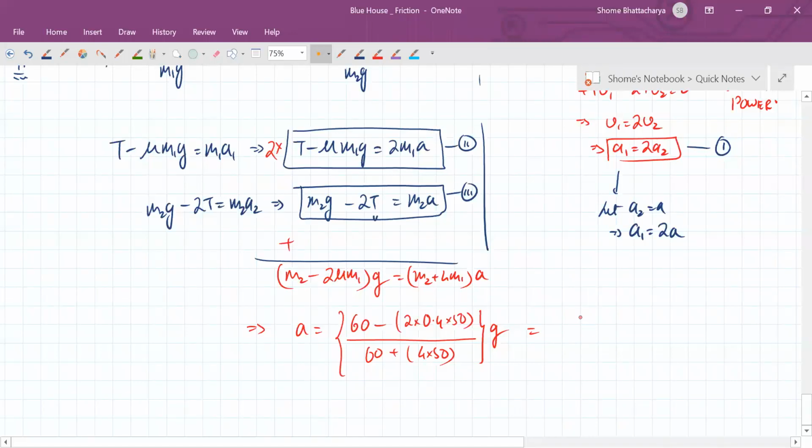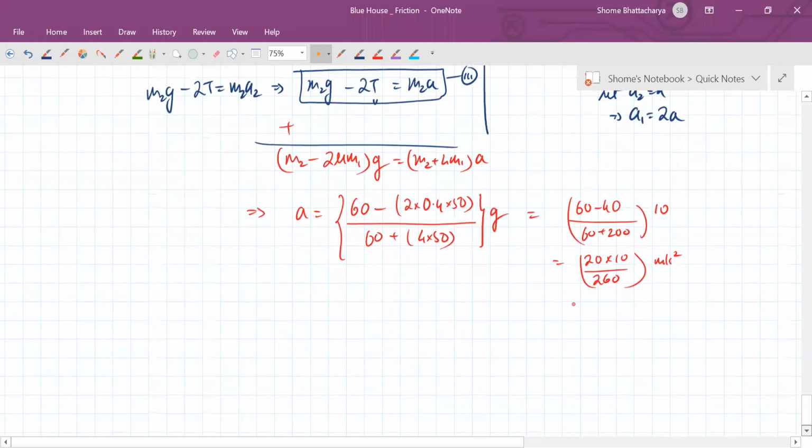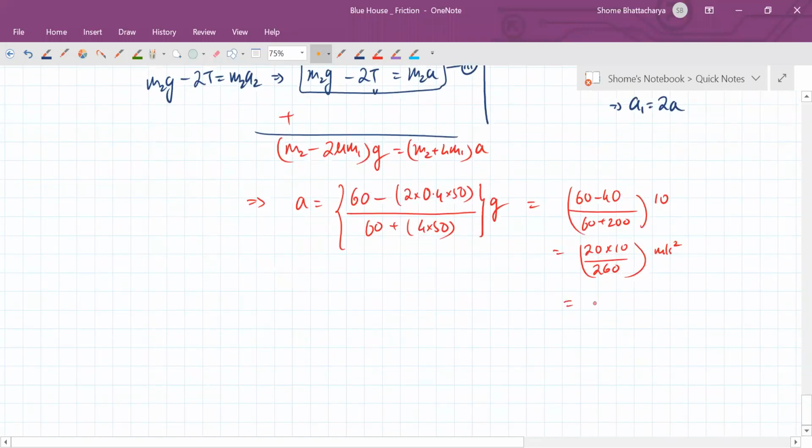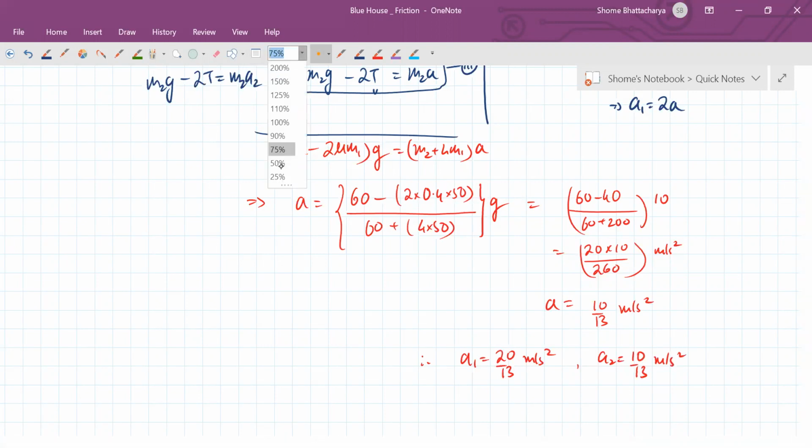So this is becoming how much now? 60 minus 40 upon 60 plus 200. So that's finally coming out to be how much? 10 by 13 meters per second squared. You can convert it to a fraction. It's okay to just leave it like this also.